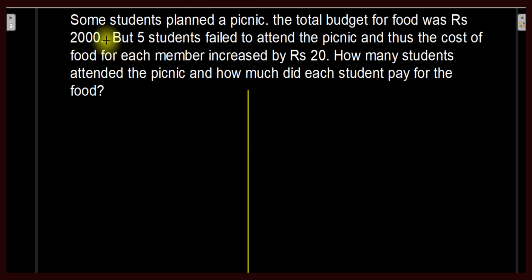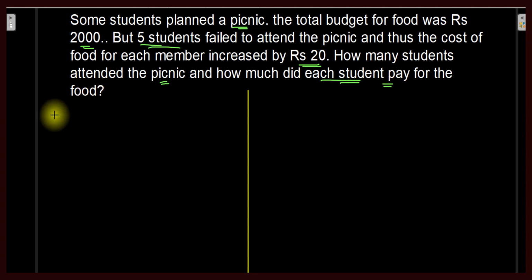Friends, the next question is on the screen. Some students planned a picnic. The total budget for food was rupees 2000, but 5 students failed to attend the picnic, and thus the cost of food for each member increased by rupees 20. How many students attended the picnic and how much did each student pay for the food?